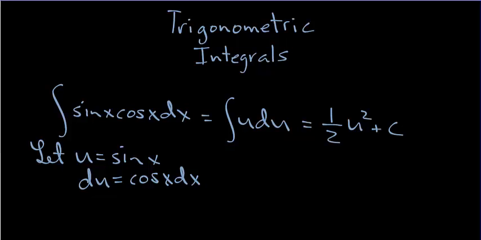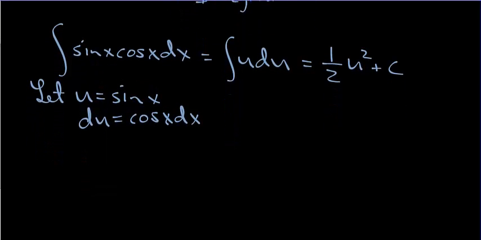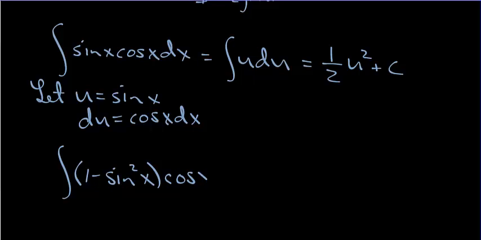Now, we've also done those like tangent, where we viewed them as sine over cosine, let u be cosine, and solve from there. And those are the types of integrals we're going to look at. But we're going to explore some that are a little more complicated. Now, let's consider this one. Let's suppose that we have sine squared x, cosine x.